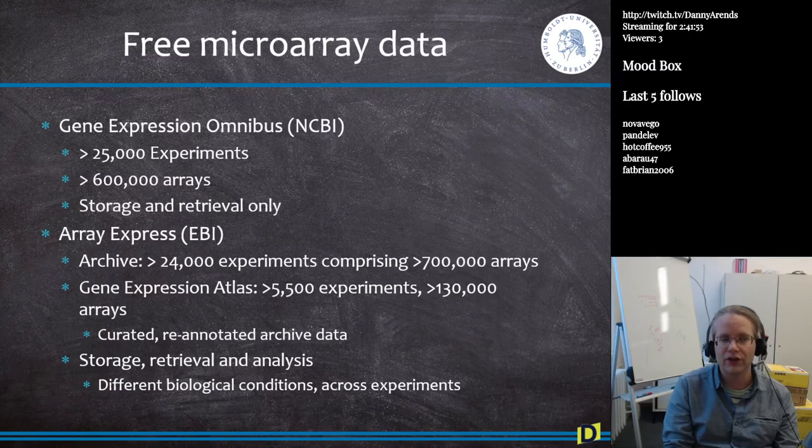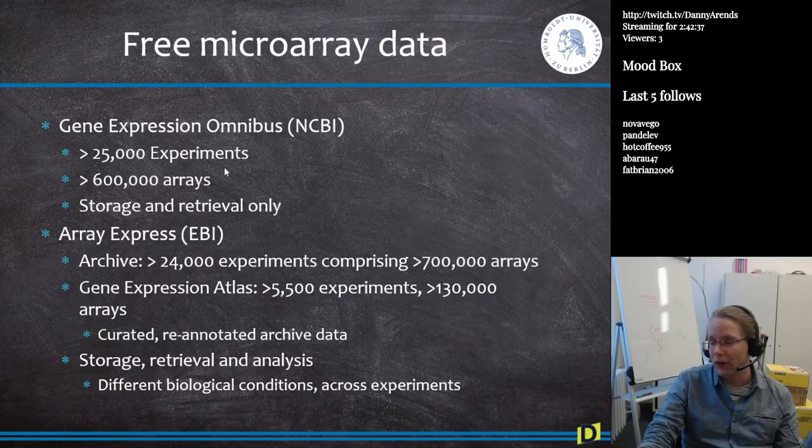Because there are two major databases which contain literally thousands of microarrays for free, which is a massive resource, because you have to imagine that every one of these microarrays costs around $80. So if you would want to do like 100 microarrays, then you pay around 8,000 euros for that. So we have a collaborative effort called Gene Expression Omnibus, which is driven by the NCBI, so the American Bioinformatics Institute. And these store around 25,000 experiments, and there are 600,000 microarrays that you can download for free.